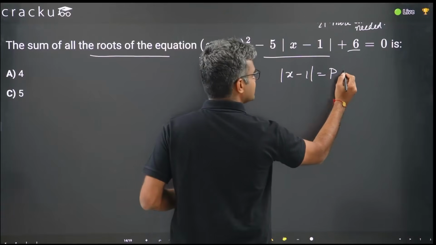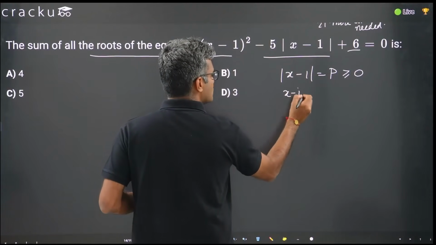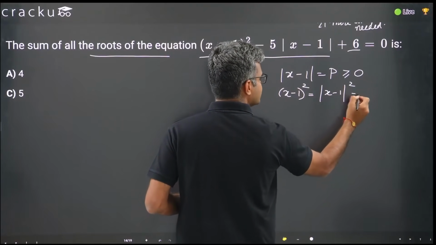So p has to be greater than or equal to 0. This is the first thing. And interestingly, x minus 1 whole square is equal to modulus of x minus 1 whole square, which is equal to p square.